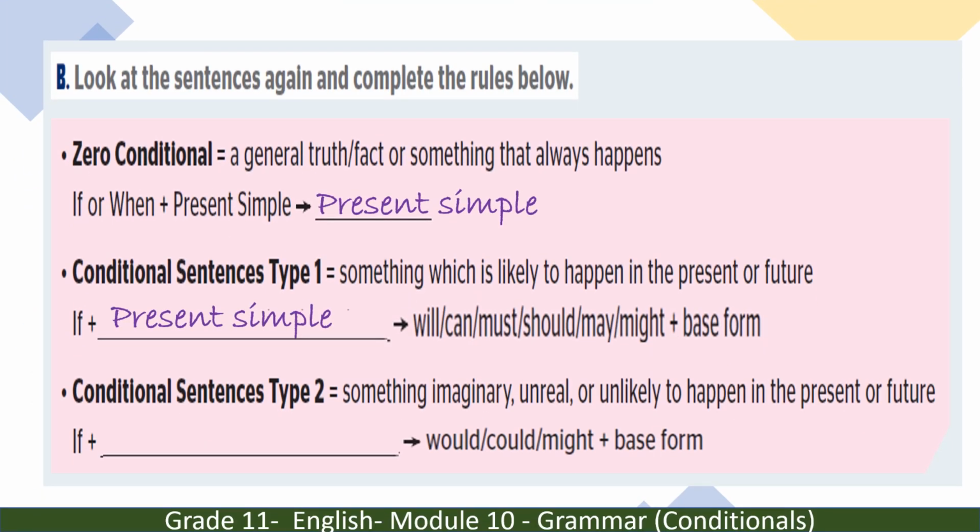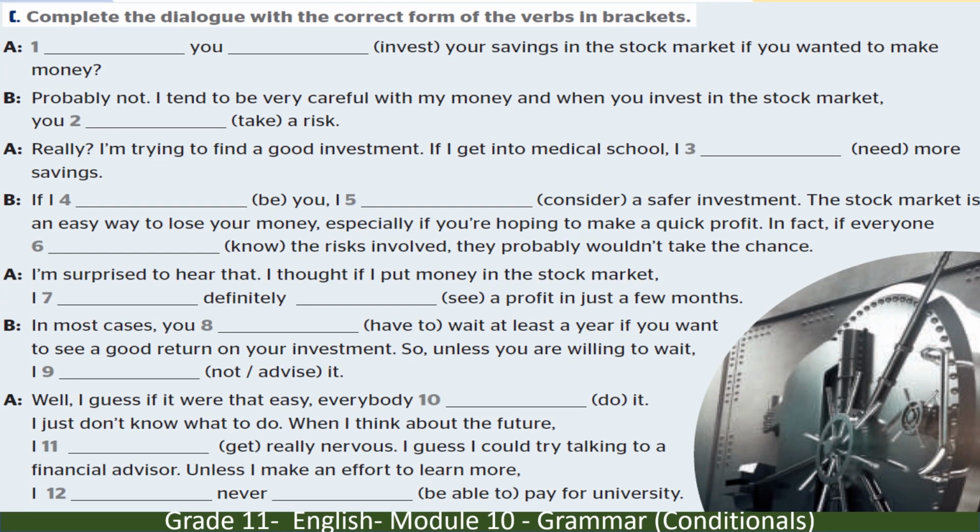Now exercise B. Look at the sentences again and complete the rules below. We already completed zero conditionals and first conditionals. Now let's complete the second conditionals. What's the rule? If followed by past simple. Now exercise C. Our task is to complete the dialogue with the correct form of the verbs in brackets. Read the dialogue carefully, take your time to correct the verbs and answer the questions, and come back to check your answers. Pause the video now.